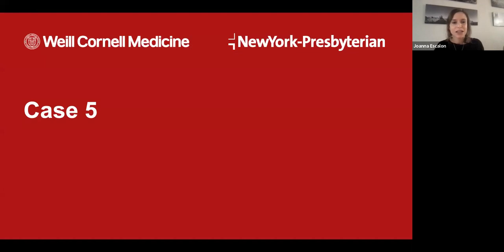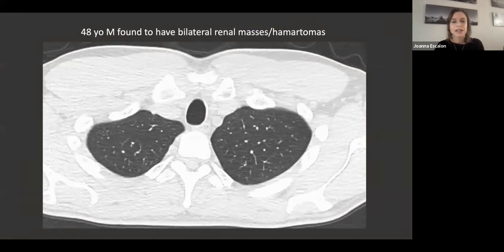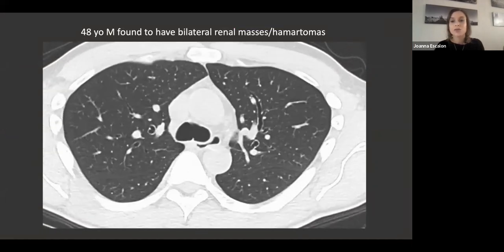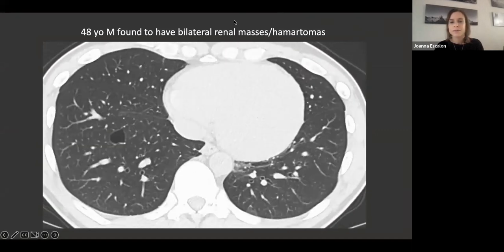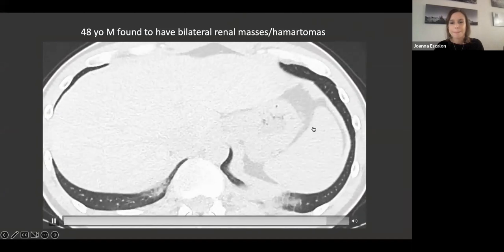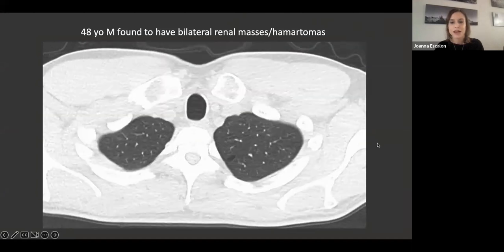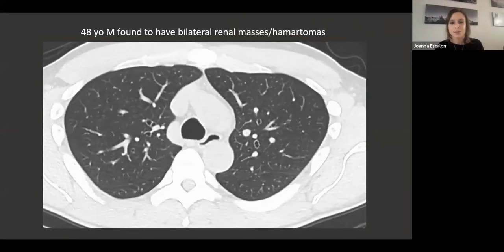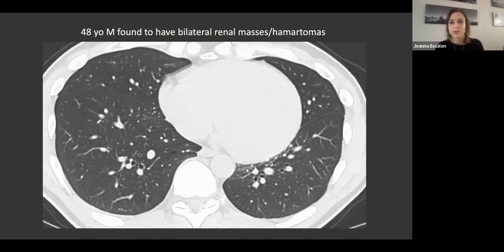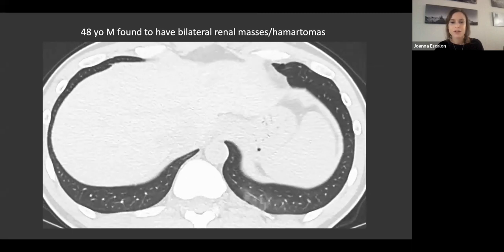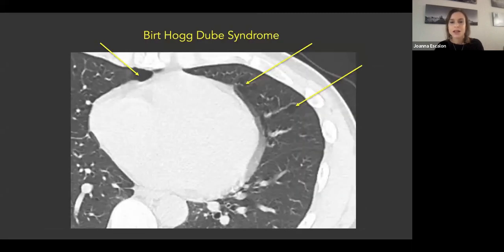All right, moving on to case 5. This is a 48-year-old found to have bilateral renal masses and hamartomas. So I'll let it go again. There's not that many cysts in this person, but look at the shape of the cysts. They're not too round anymore. Kind of funny shaped. So this person had Birt-Hogg-Dubé syndrome.